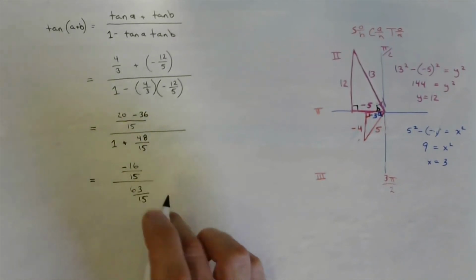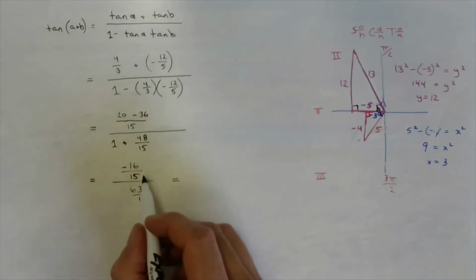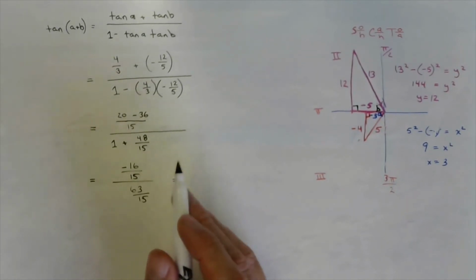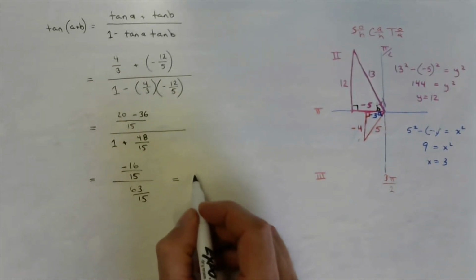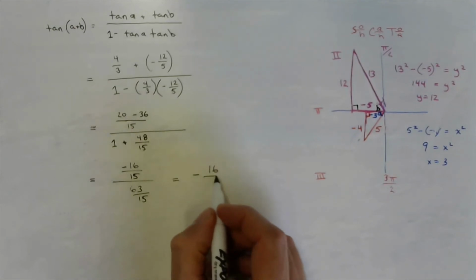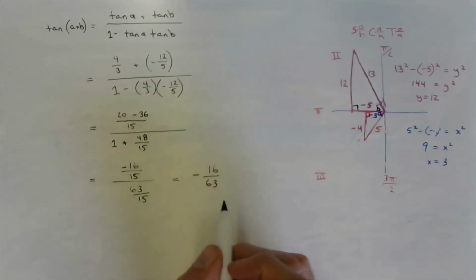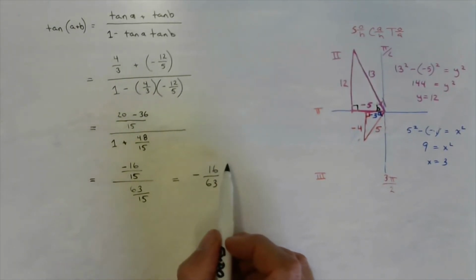And then because your numerator and denominator are both expressed over 15, you could multiply top and bottom by 15, and you'd get negative 16 over 63. And you think that's a ridiculous number, but we did it right, so we carry on.